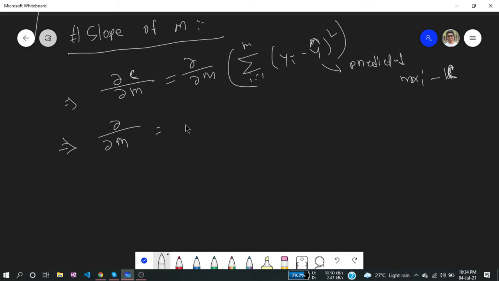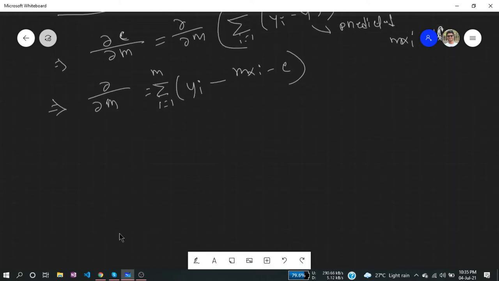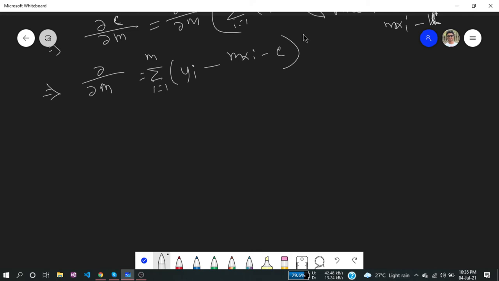So now we can write yi. Let me keep this summation out there. Now, what is our y hat? mxi plus c, and square. Now, if I apply the chain rule, first of all, this 2 will be out. Then my summation from i equal to 1 to m will be as it is.